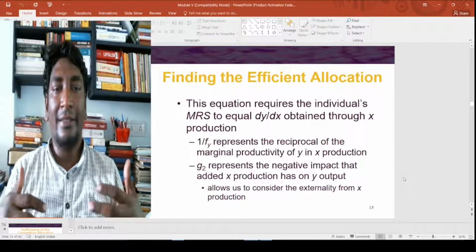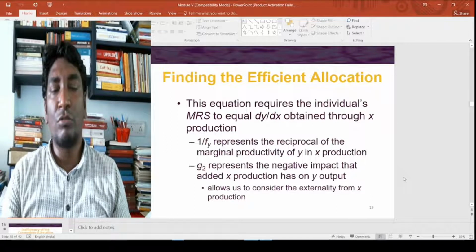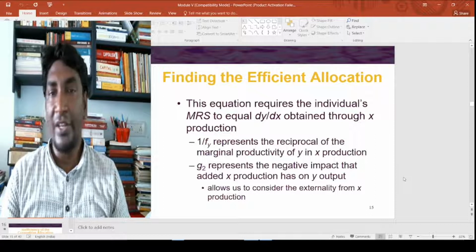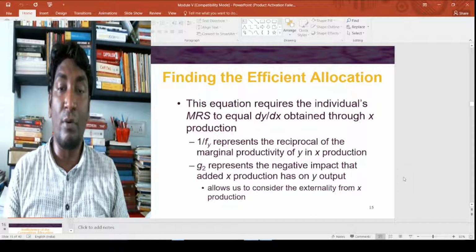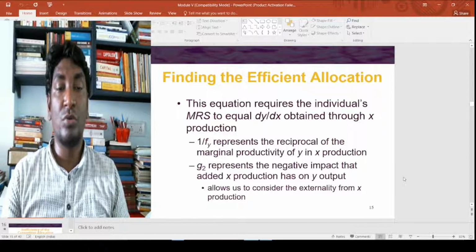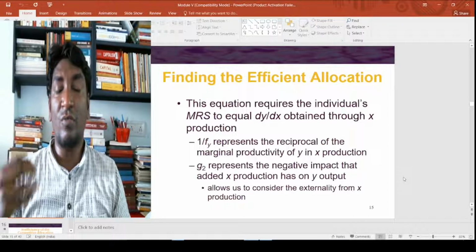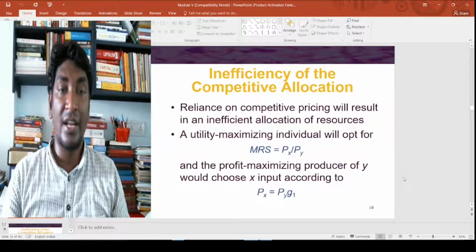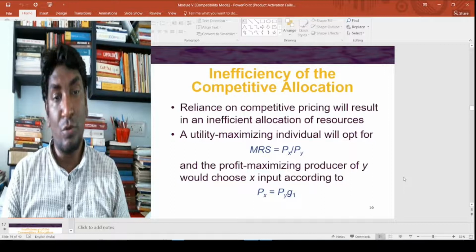So this equation requires the individual's marginal rate of substitution to equal dy by dx obtained through X production. We have already seen that 1 by f of y, or 1 by fy, represents the reciprocal of the marginal productivity of y in X production. So G2 represents the negative impact that added X production has on Y output. Let us consider the externality from X production; we can find out other issues also, but I'll come to that later.